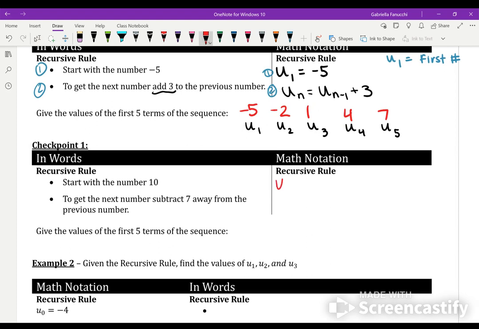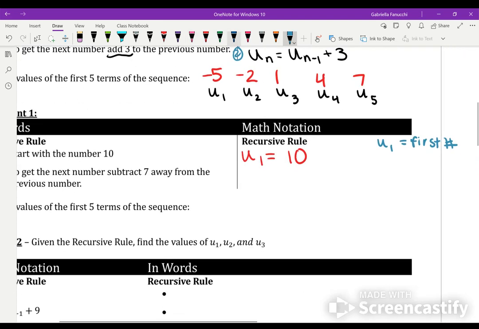So again, we're starting with the first term of 10. Okay, and then let's go ahead and put that off to the side again. U1 is equal to the first number. So if I had U5, that would be the 5th number. If I had U20, that would be the 20th number.